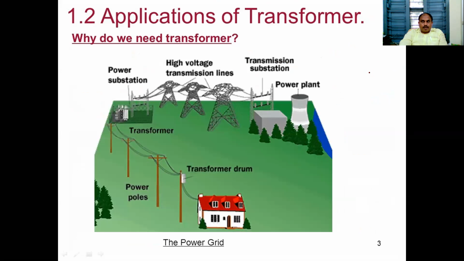Same single line diagram of the system. This is the power plant. With the help of the step-up transformer, voltage increases and power is transmitted over long distances. At the power substation, there is a step-down transformer. Initially a step-up transformer, here a step-down transformer, and then utilization. The only purpose of the transformer is to change the voltage levels.